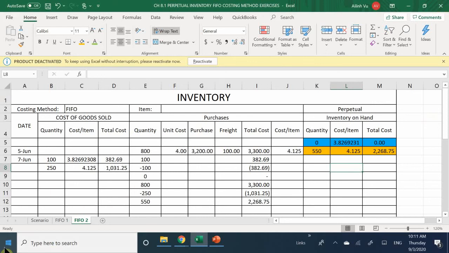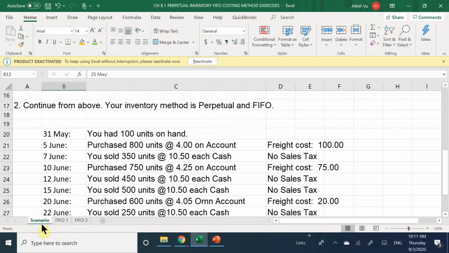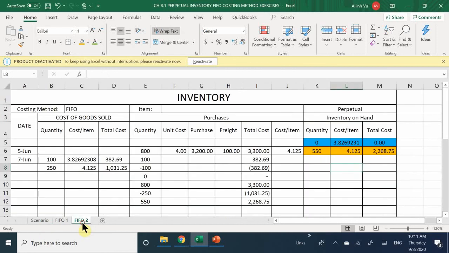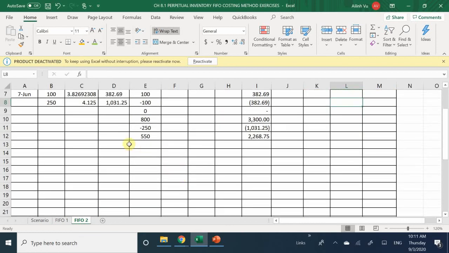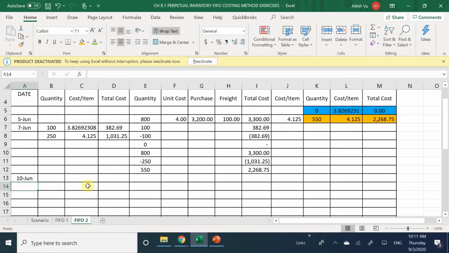Okay. So what happened next? Another purchase on June 10th, 750 at 425 with $75 for tax. Okay, so let me see here. What was the date again? June 10th. Where am I going to put this now? On the middle bar.